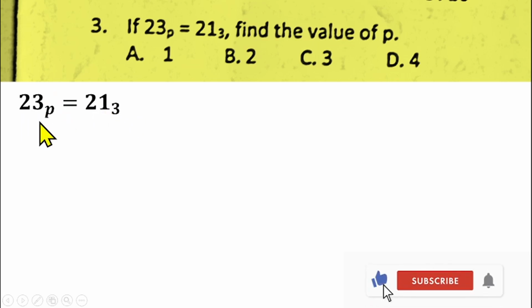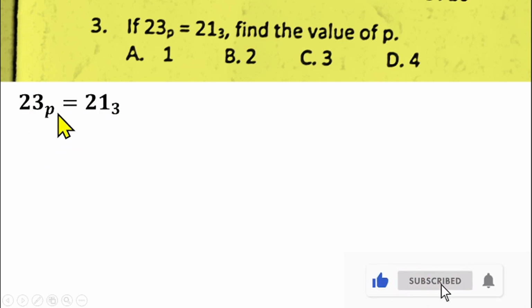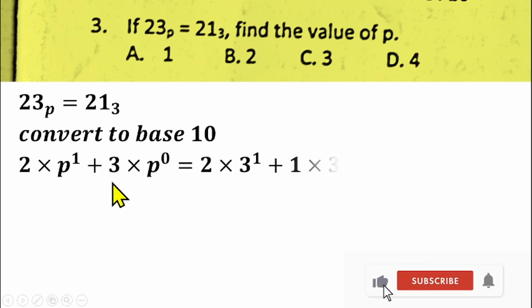How do we change a number from one base to base 10? It is by expansion. So you expand this and you also expand this. First of all, tag the numbers. This 3 here has power of 0, this 2 has power of 1. Then 1 has power of 0, 2 has power of 1. We will now expand the brackets. So that means you'll be having 2 times p raised to power 1 plus 3 times p raised to power 0 equals 2 times 3 raised to power 1 plus 1 times 3 raised to power 0.